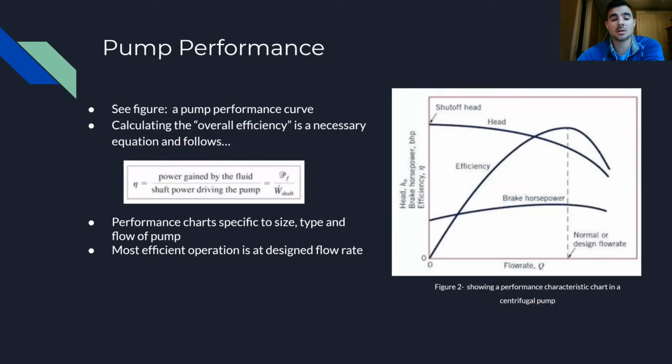So when calculating head loss and the efficiency, we have this chart that we can look at, which is called the pump performance curve. Each graph is specified to a certain type of pump and the RPMs that the impeller has. And there's an equation that we can have, which is power gain of the fluid over the shaft, or the torque of the pump itself. And so this efficiency is always maximized at the design or normal flow rate.